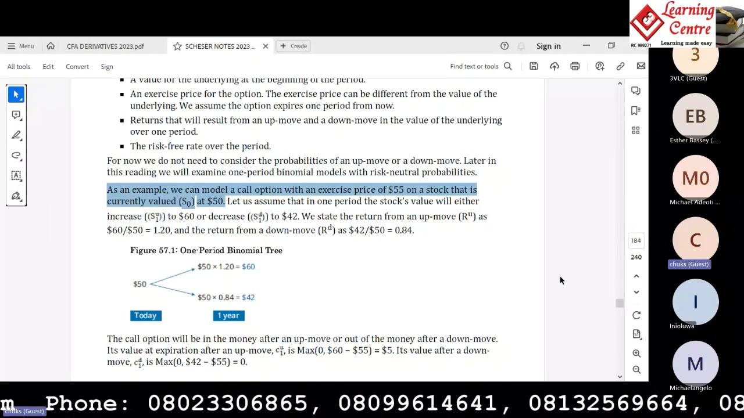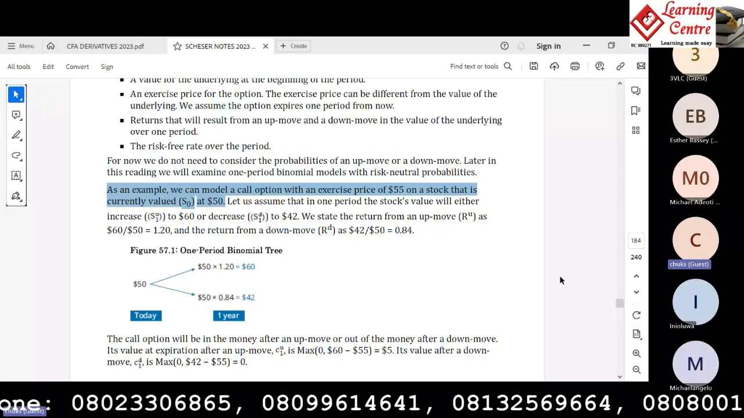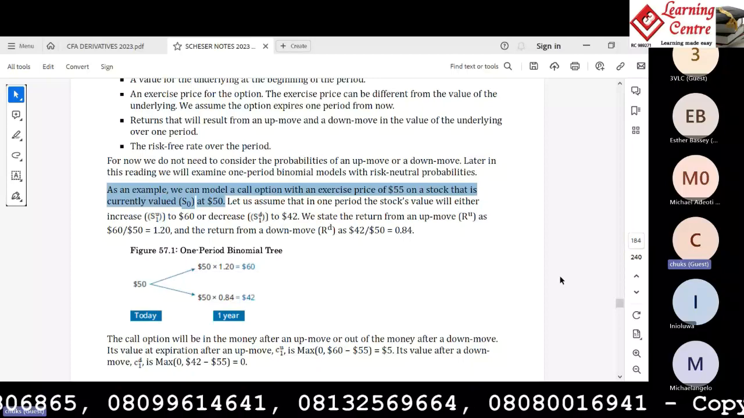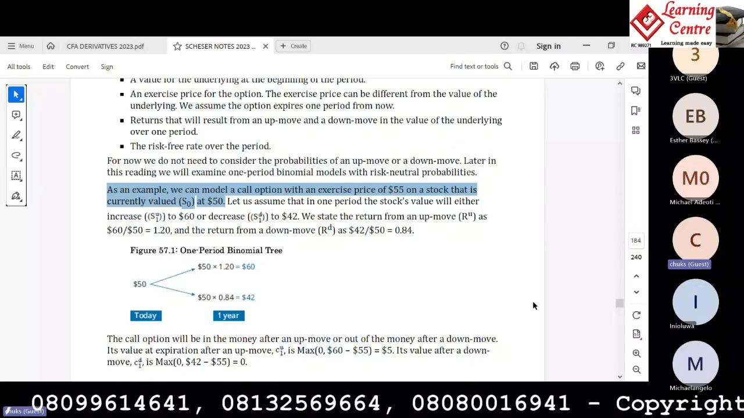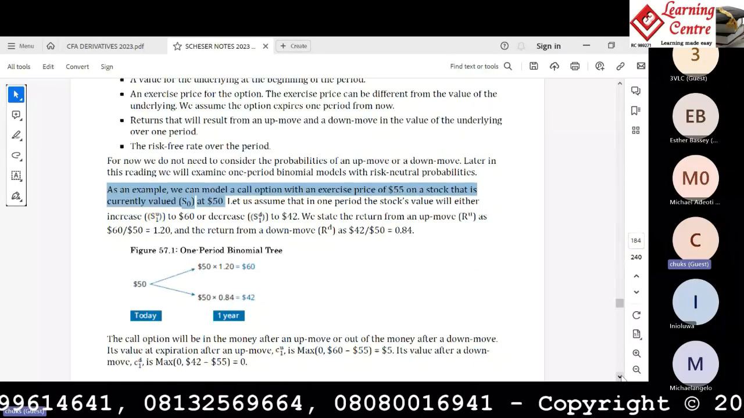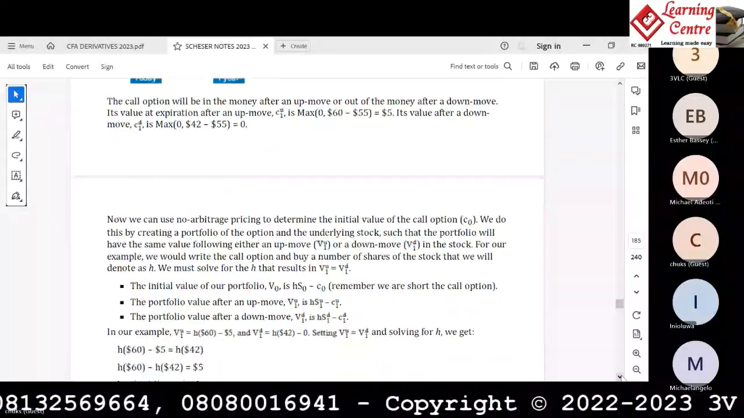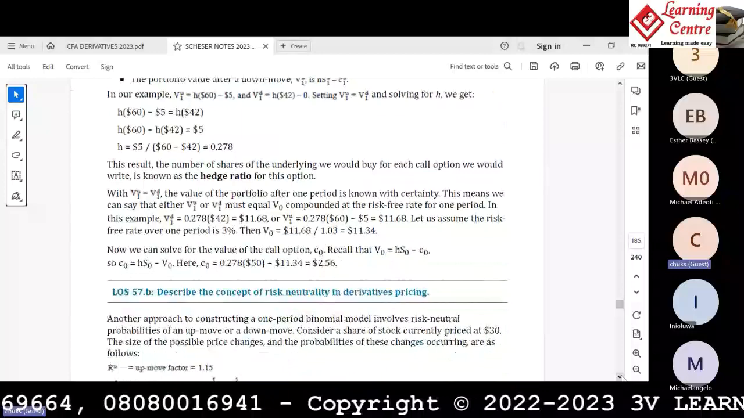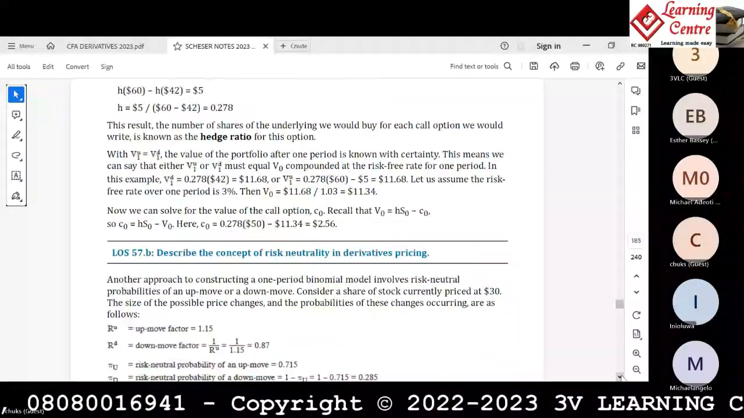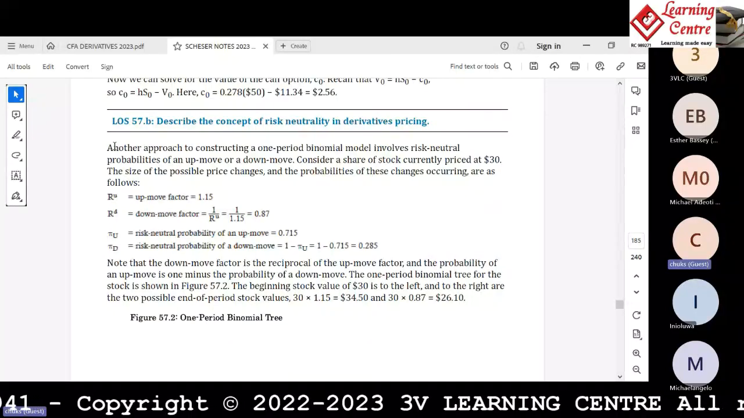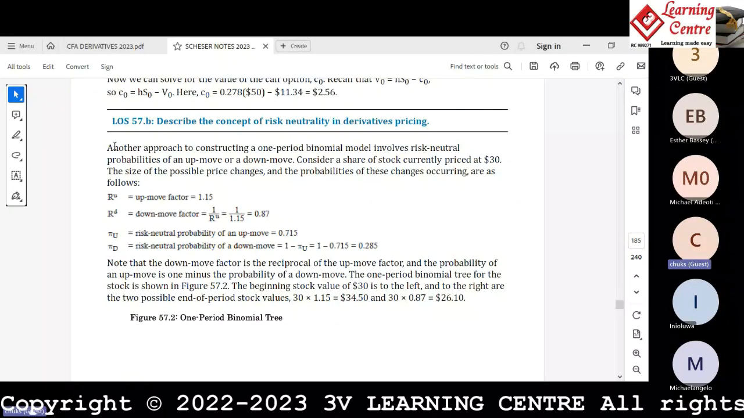Okay, so yes, you are not exercising because it's cheaper to go and buy from the market at 50 than to buy at 55 that we have agreed. So I just wanted to chip that in. Okay, so don't worry about all these things on top. What we need is this, which is the risk neutrality which you need.